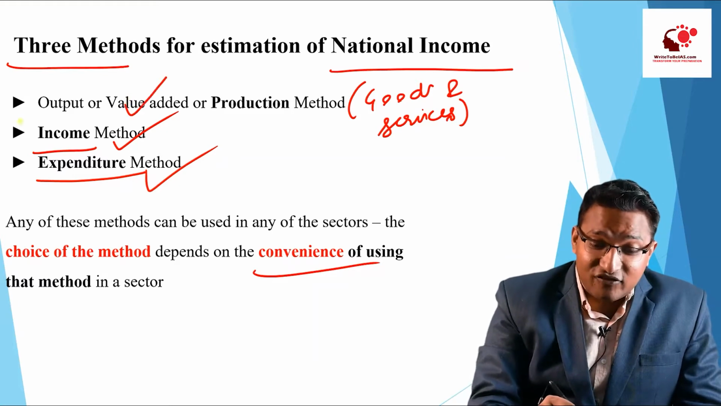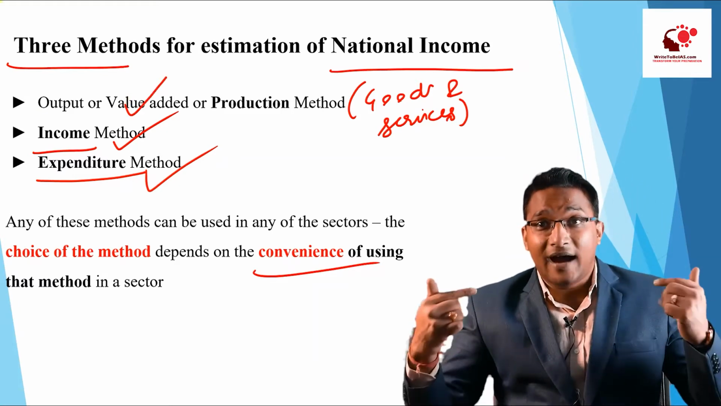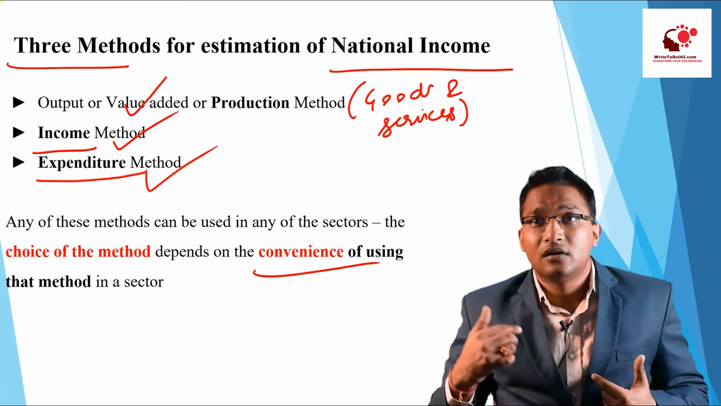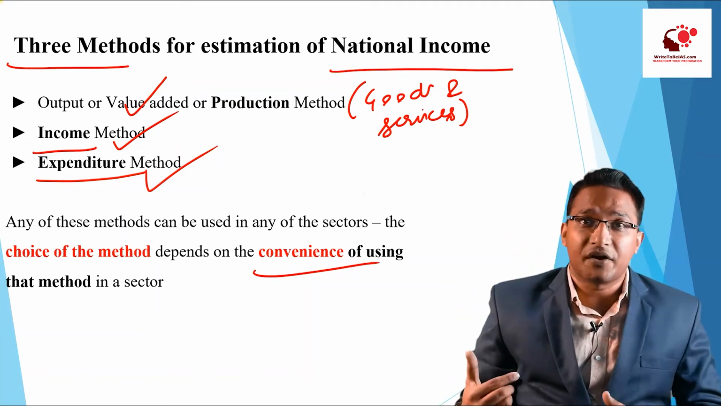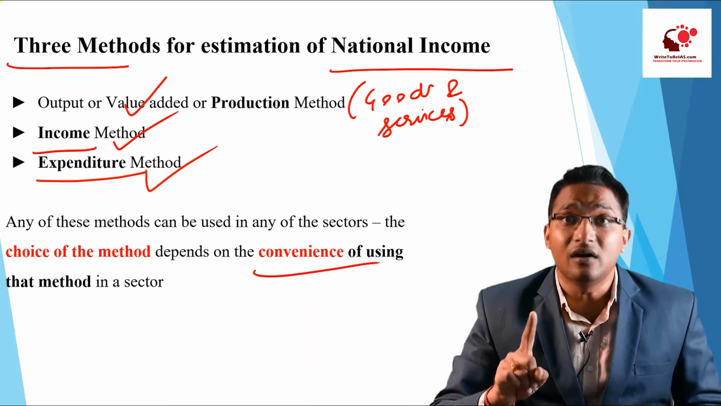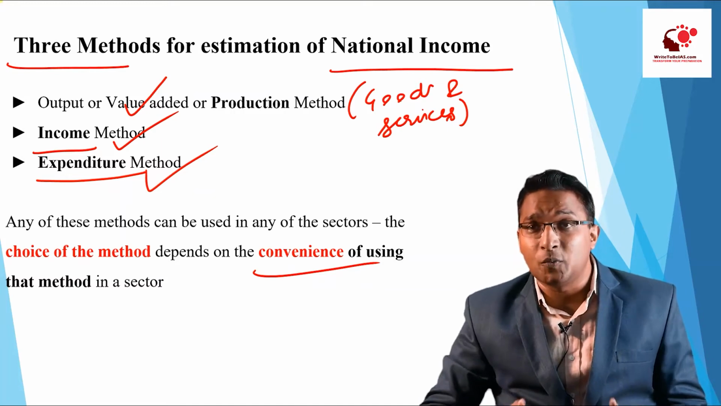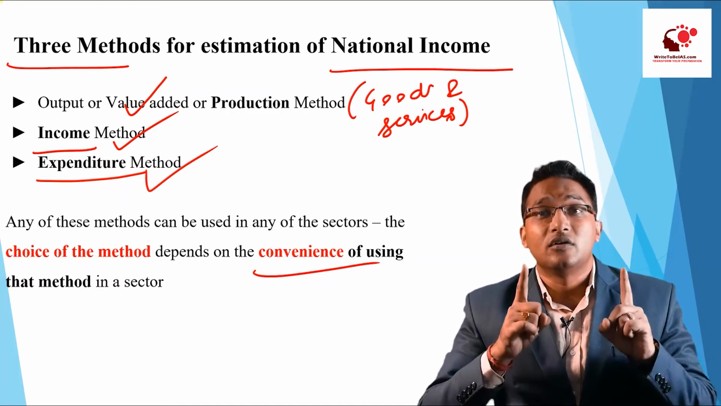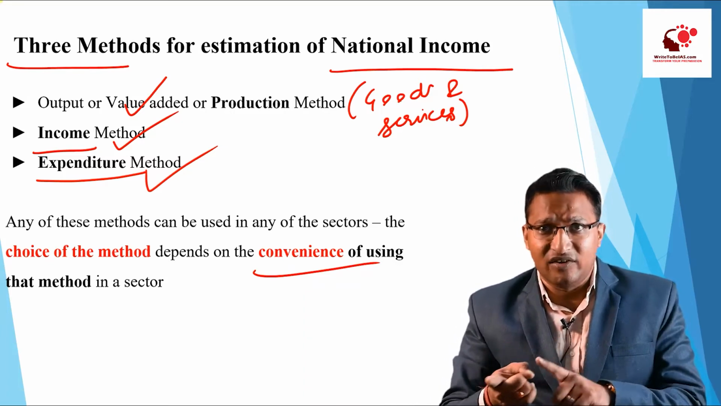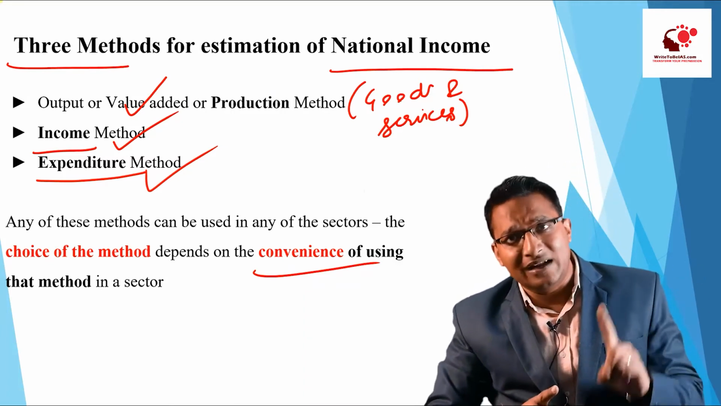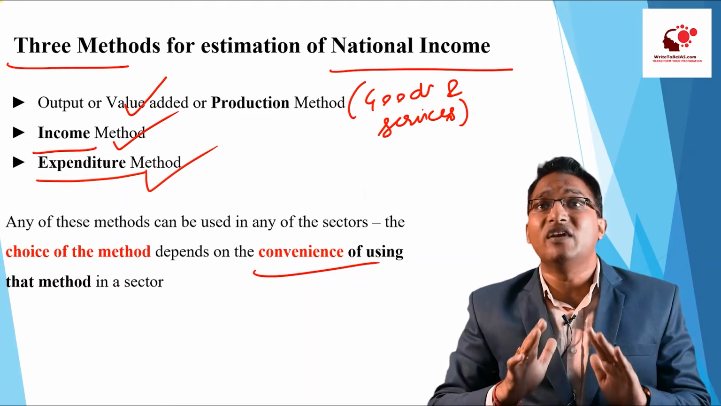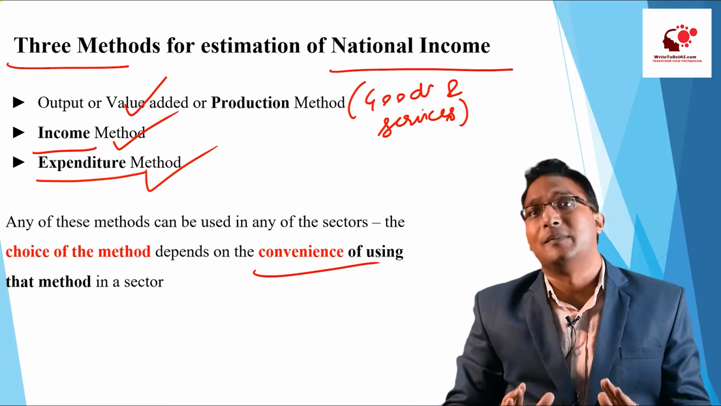So there can be three different methods, and I am the same person, doing the same activity, but my income can be calculated from three different perspectives. However, my income will remain the same. If my income is rupees 1 lakh, then it will come as rupees 1 lakh, whether we calculate by the production method, the income method, or the expenditure method. The method can be any, but income will remain the same by all the methods.